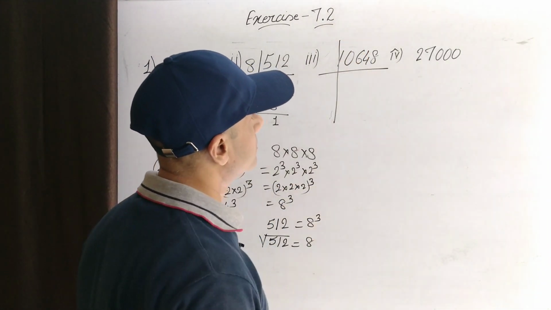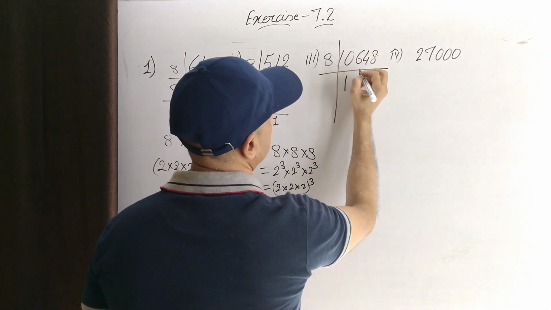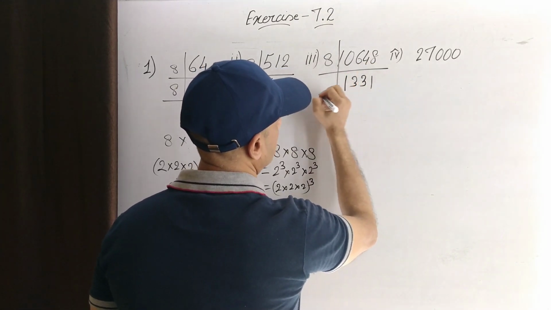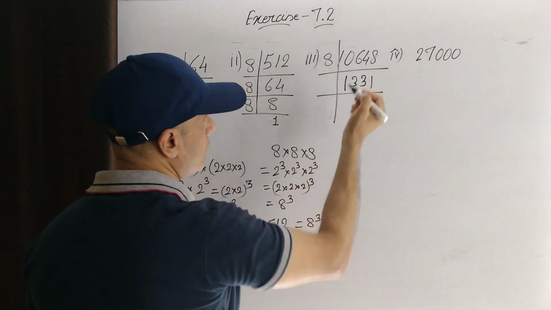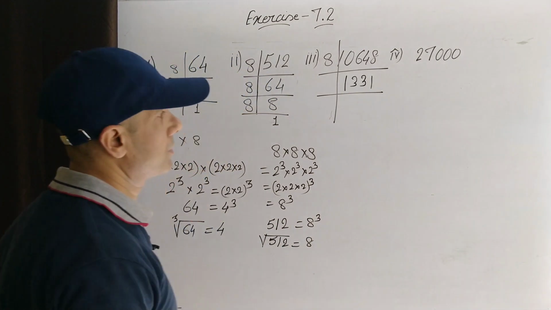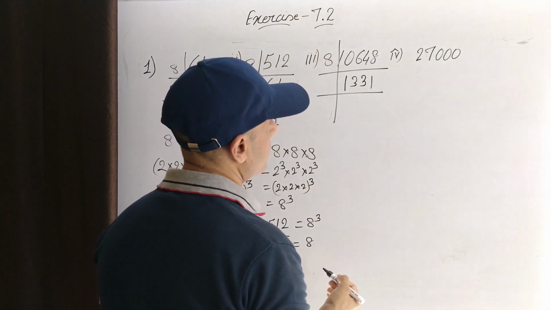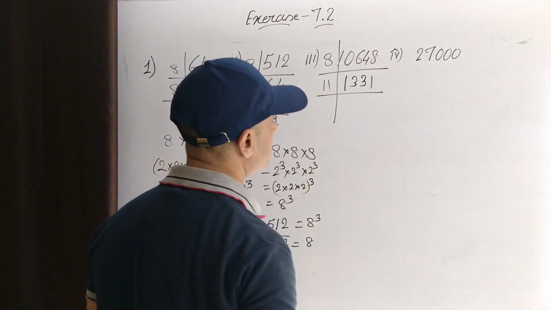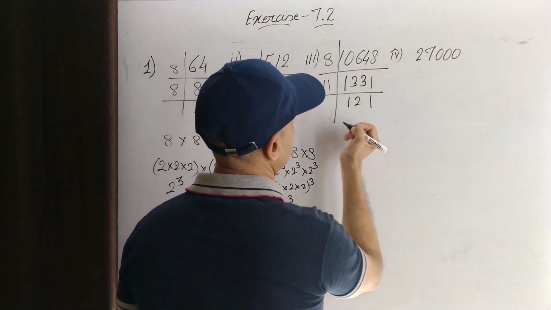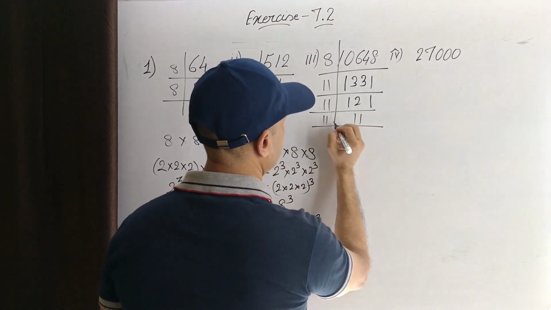This number again is divisible by 2. We'll start with 8 again. 1, 3, 3, 1. Now 1331 is not divisible by 2 because it ends with 1, so we cannot take 1, and 9 we cannot take, so we'll go to 11. So 11, 121. Now we have got 11 square, 121, so 11, 11, 1.